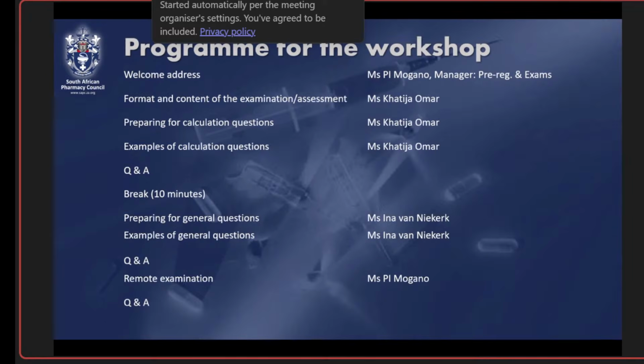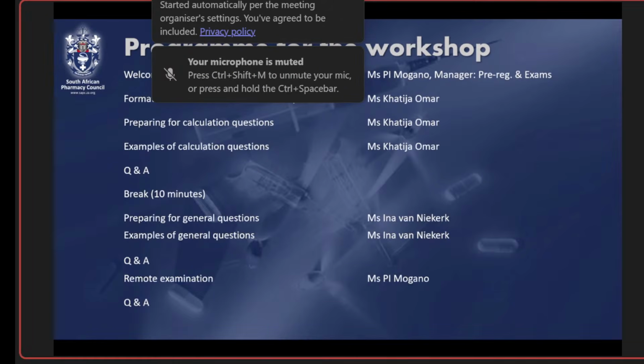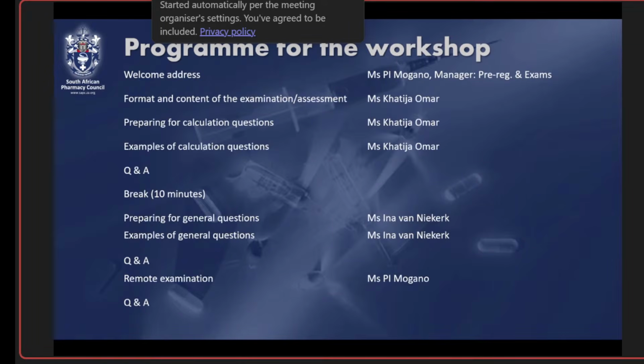In terms of the presenters for today, it's myself. My name is Buseleza Mokhano. I'm the manager in the pre-reg exam unit. We have our two facilitators, Ms. Khadija Omar and Ms. Ina van Niekerk. Between the two, they will go through the format of the EISA or the examination, preparation for the calculation as well as the general section. And as I said, at the end of the session, we will have an option to go through the questions. I'll also take you through the remote examination, how it works and what to consider before preparation for taking the exam.